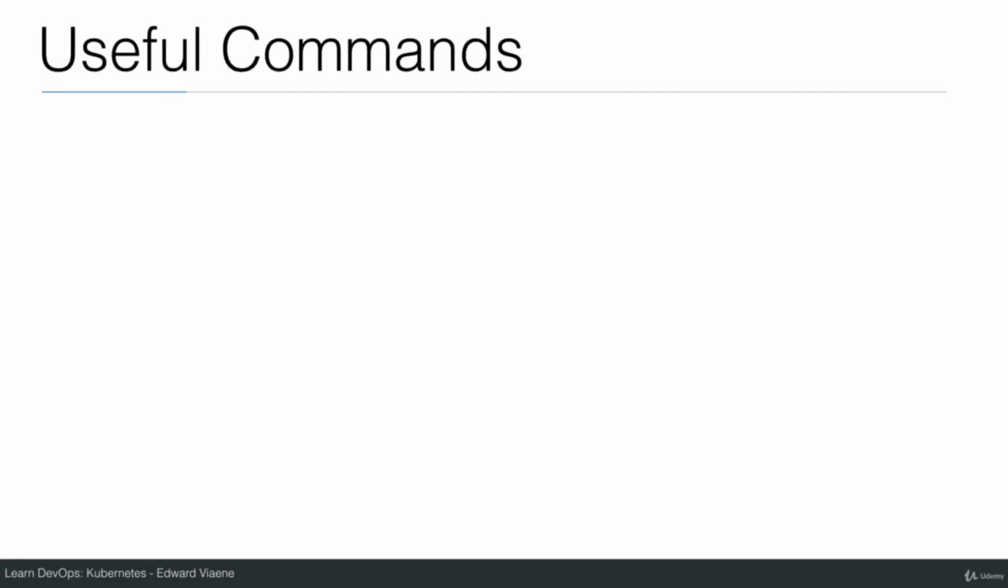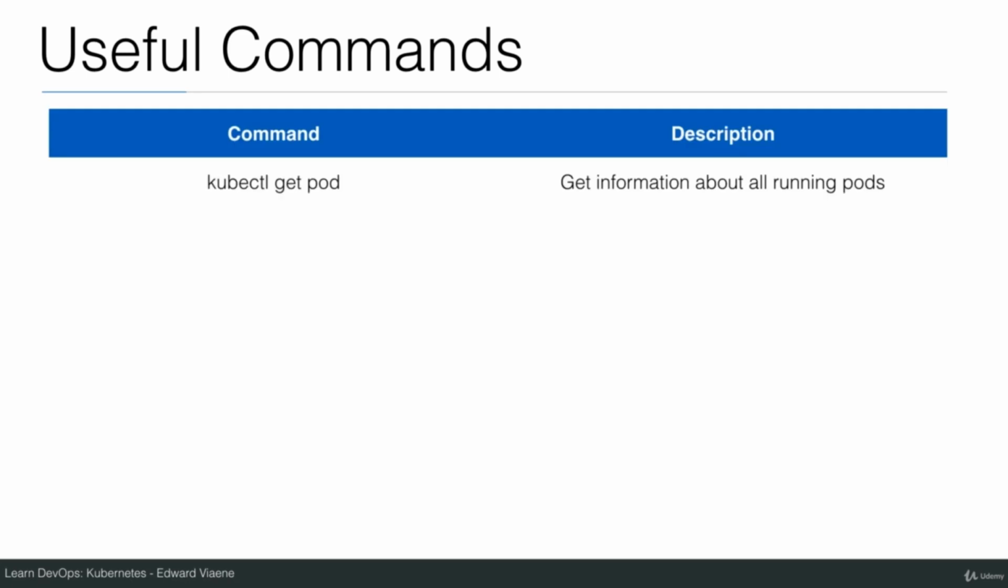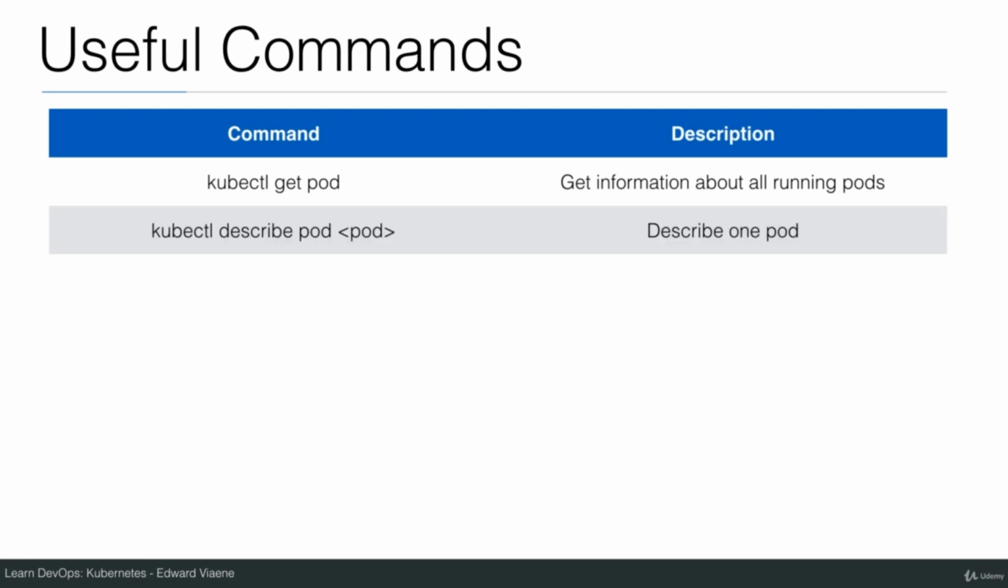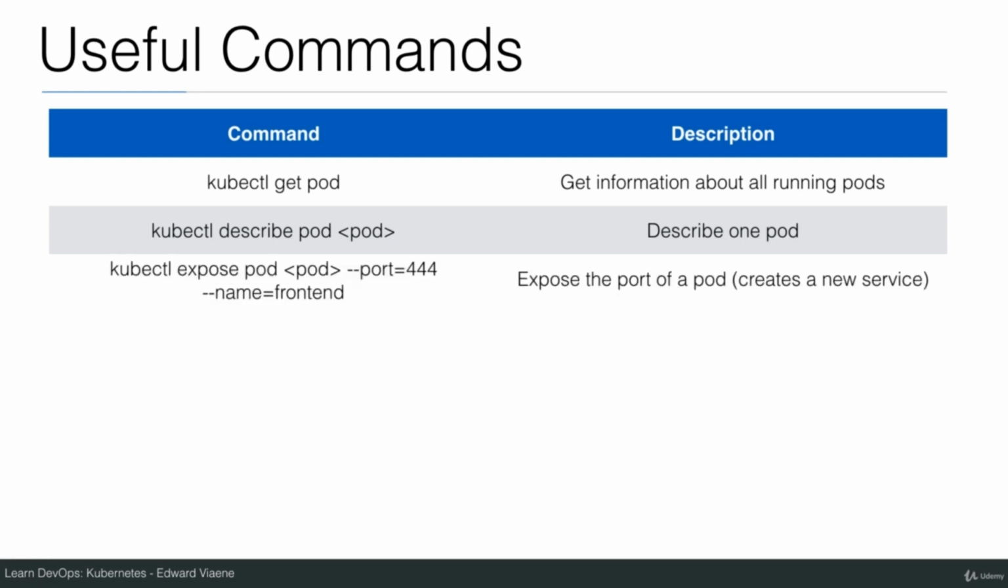Here are then some useful commands that you can use on pods. I will just briefly go over the list now, and then I will show them in action during the demos. kubectl get pod gets information about all the running pods. So once you create a new pod, it's probably the first command that you're going to execute. kubectl describe pod, and then you can insert the pod name, describes just one pod. So this gives you more information.